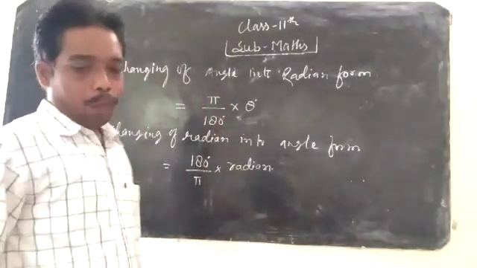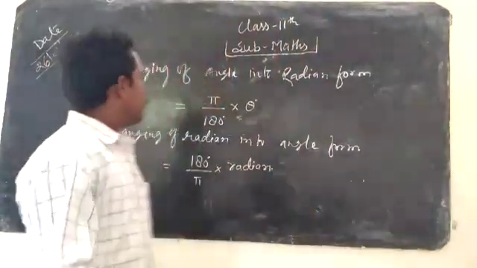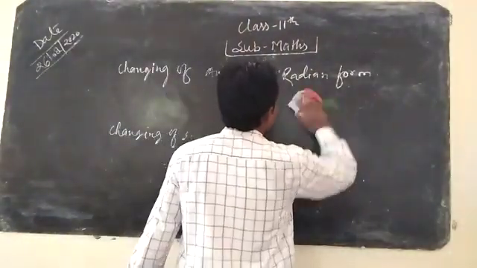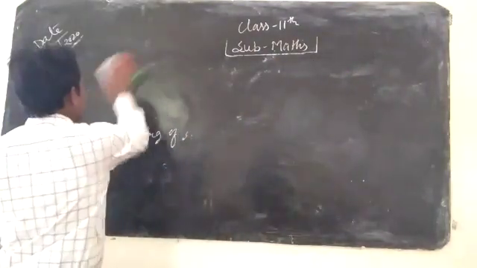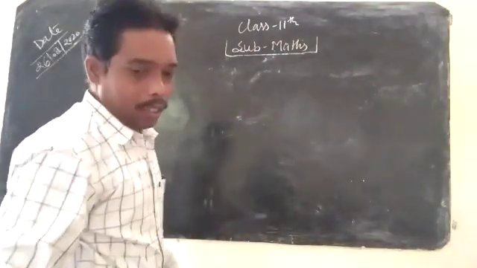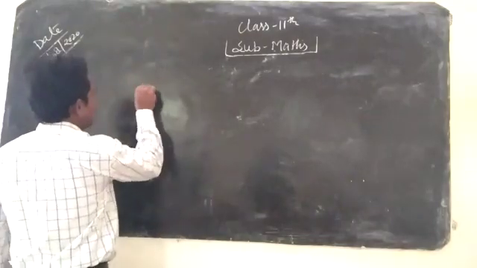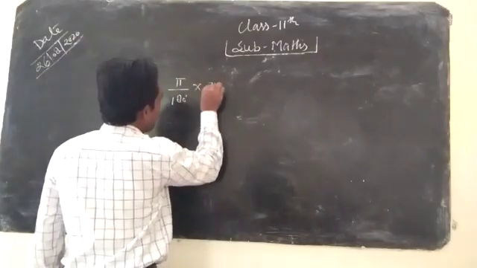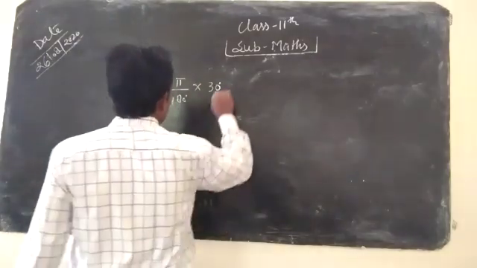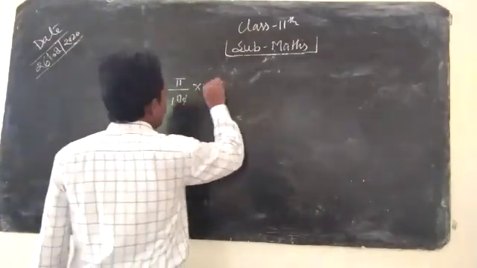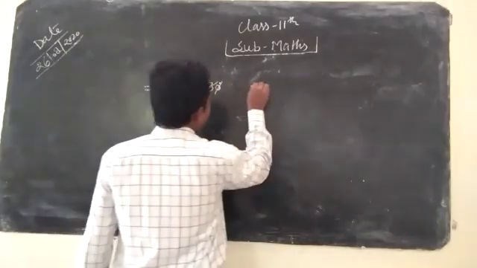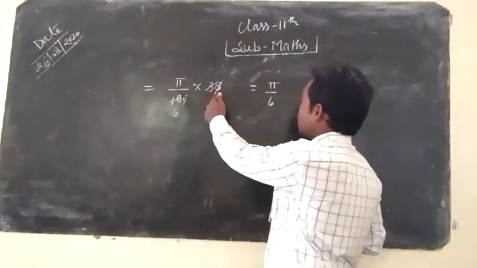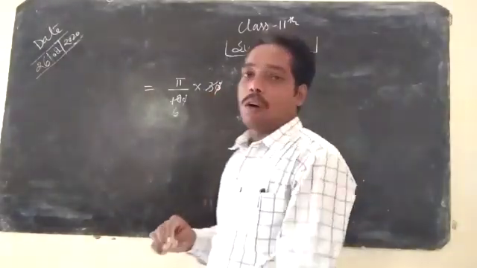For example, if we have to change 30 degree into radian, then we can say that pi divided by 180 multiply with 30 degree. So 0 0 cancel. This is 18. We get pi by 6. So 30 degree is equal to pi by 6 in the radian form.